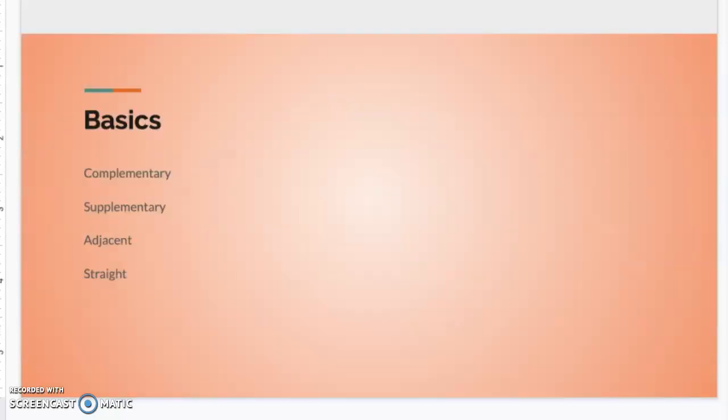The basics are these vocab words, which are complementary, supplementary, adjacent, and straight. Complementary are any angles that add up to 90 degrees. Supplementary are any angles that add up to 180 degrees. Adjacent is a right angle, and straight is if an adjacent forms, it'll be a straight angle.